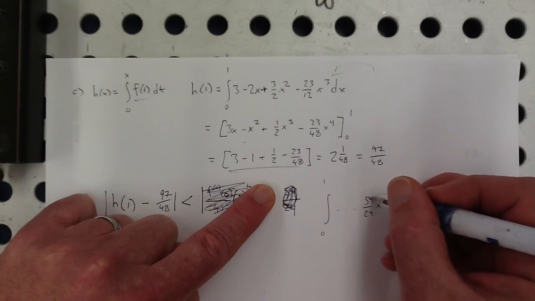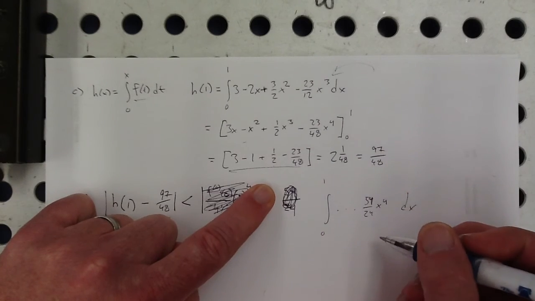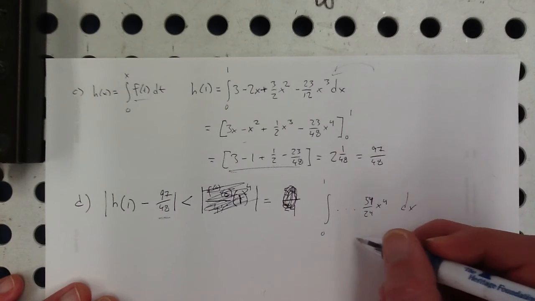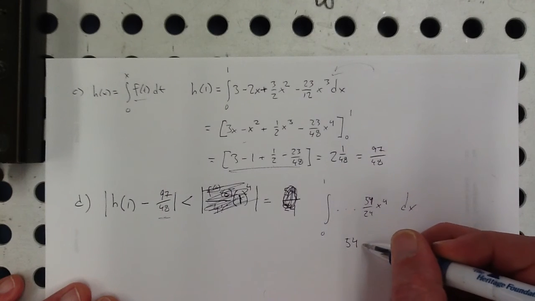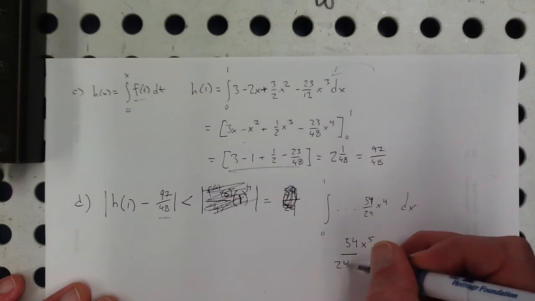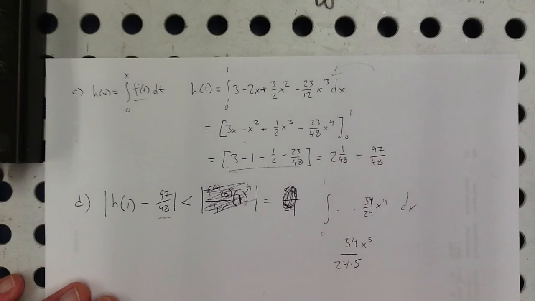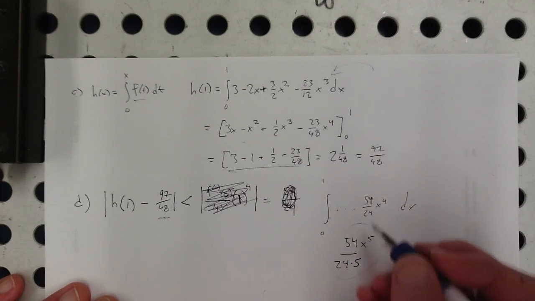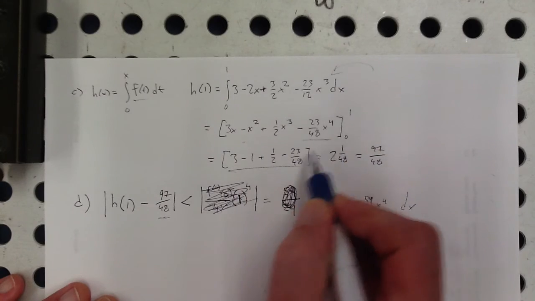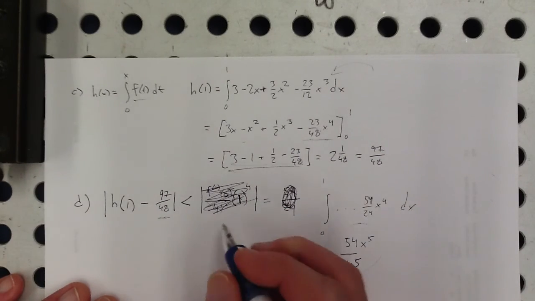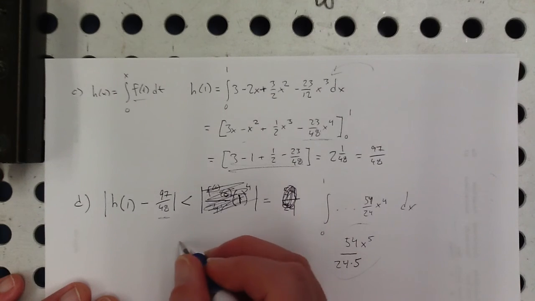And let's see, what's 54 over 24? Well, I'm just not going to simplify it. So the antiderivative of that would be 54 x to the 5 over 24 times 5. This is the thing that we need to plug the 1 into. That's the next term, because we used the third degree in our approximation. So the next term is the antiderivative of that. That's a little tricky.